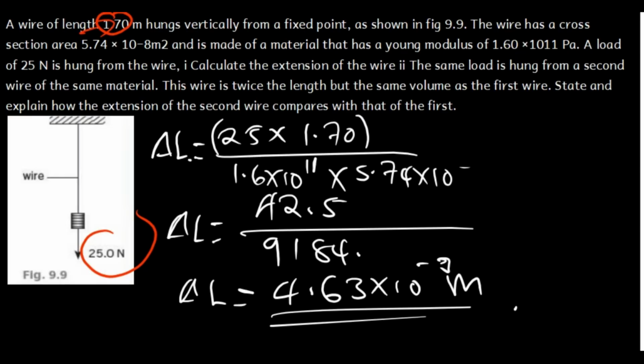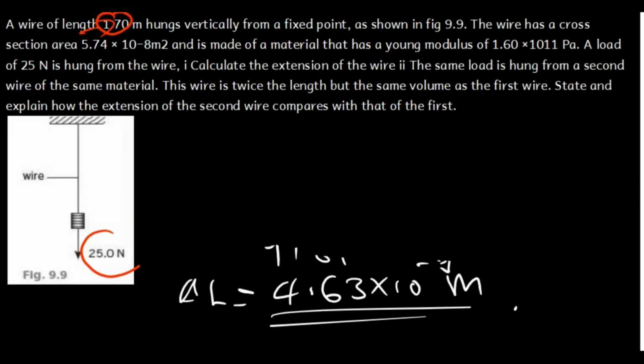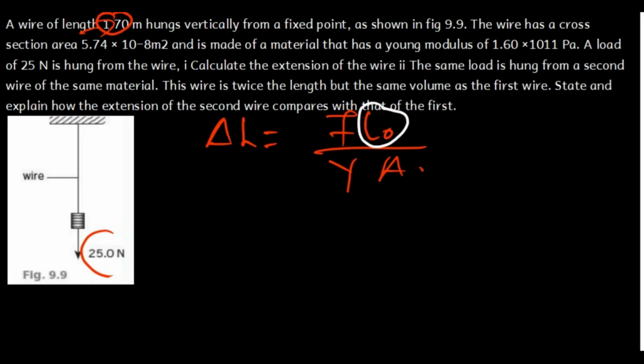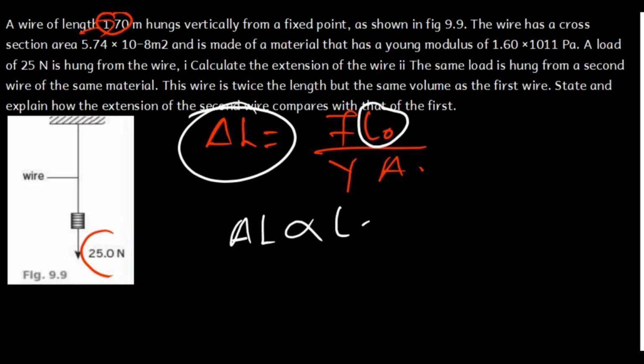This wire is twice the length but the same volume as the first wire. State and explain how the extension of the second wire compares with that of the first one. Now here you can just use the formula we have come up with. Remember, we have said the extension, which is change in L, is given by the force times L initial divided by the Young's modulus times area. Now, if we increase the length, this is direct proportion. The extension is in direct proportion to the original length, or the length in short.